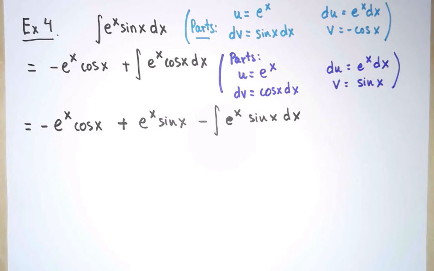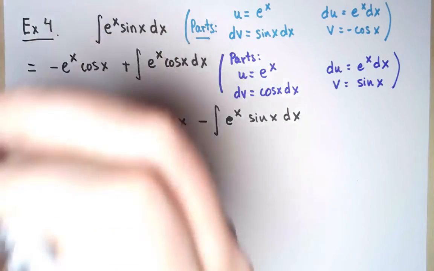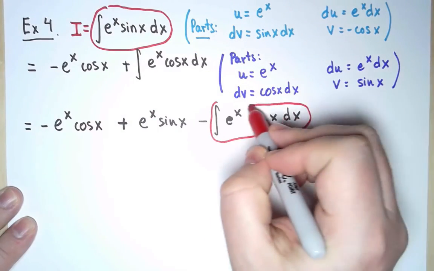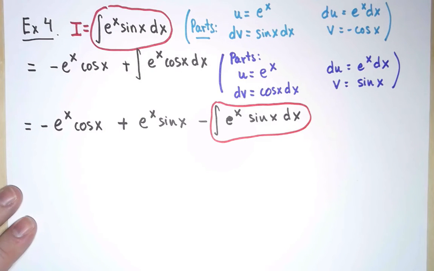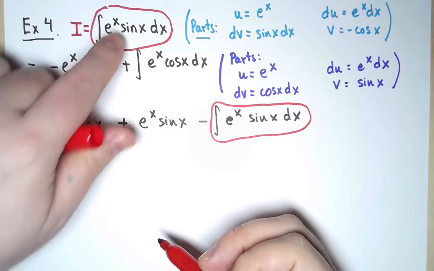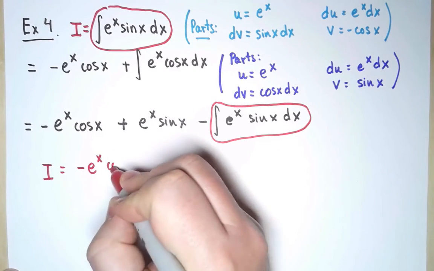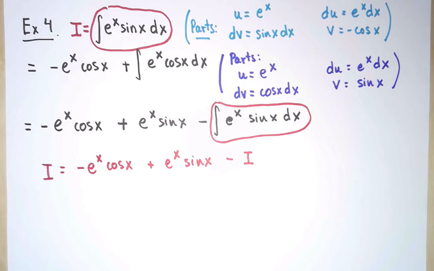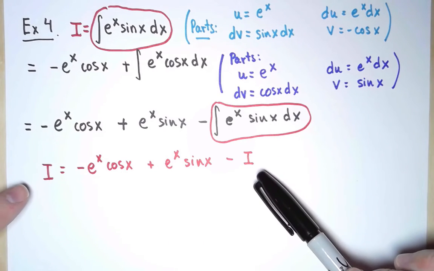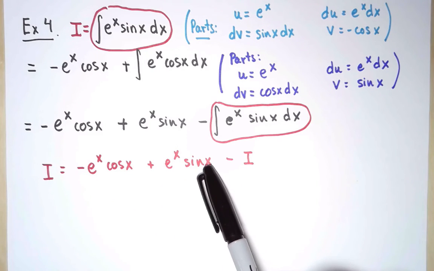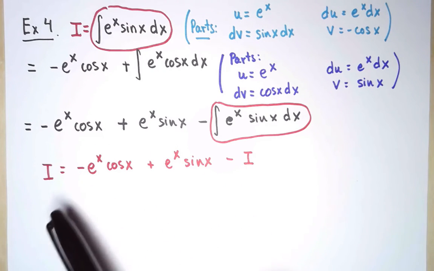But maybe not. Let me give a name to the integral I'm trying to compute. I will call it I. Then this quantity at the end is also I. And it seems I've gotten an equation involving I. I equals this function minus I. I think I can use this equation to solve for I. 2I equals this function, so I is 1/2 of this function.